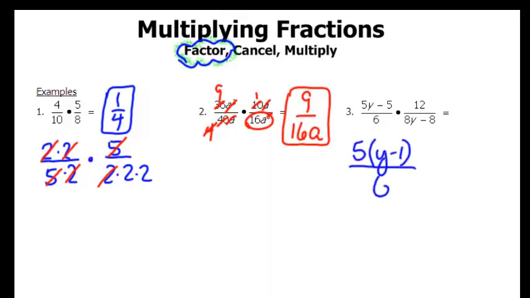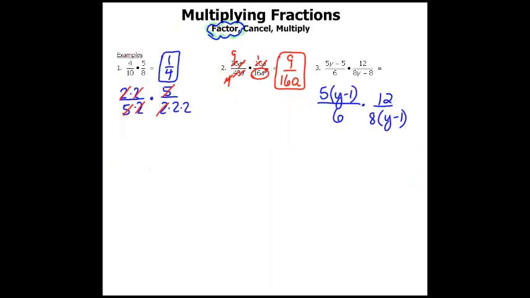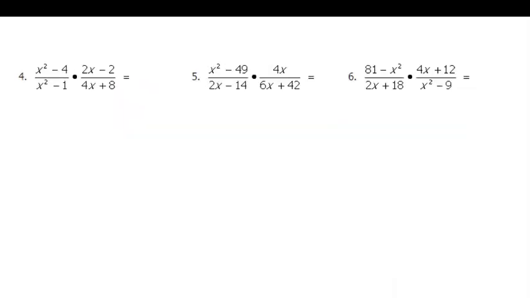GCF, and then that's divided by 6 and 12 over 8 and y minus 1. Now look here, all kinds of things I can cancel. This is the fun part. We love this. That's a 1, that's a 1, that's a 1, that's a 2. Oh, that's a 1, that's a 4. And my final answer, isn't that fun? Look at what happens. 5/4. Good to go.